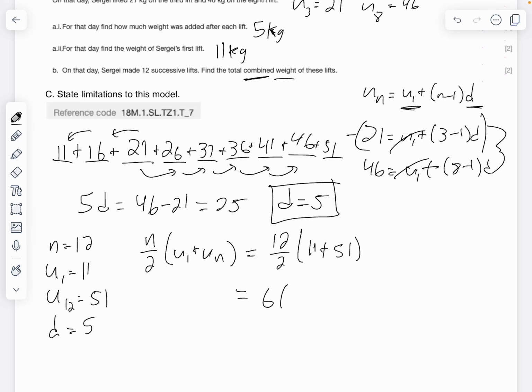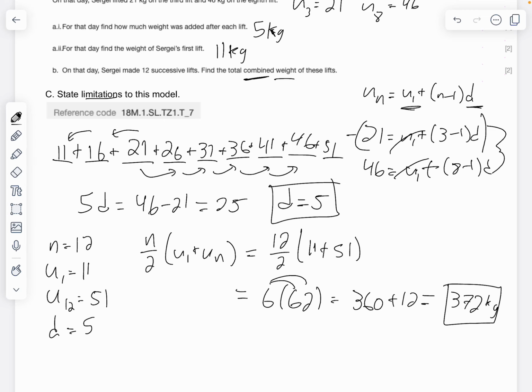So that's 6 times what? 62. That's 360 plus 12. Right, because 6 times 60 is 360, and 6 times 2 is 12, so 372 kilos is the total amount that he lifts on that given day.